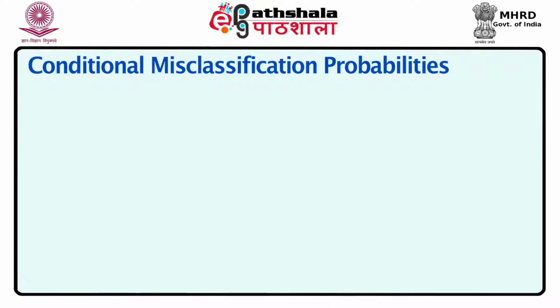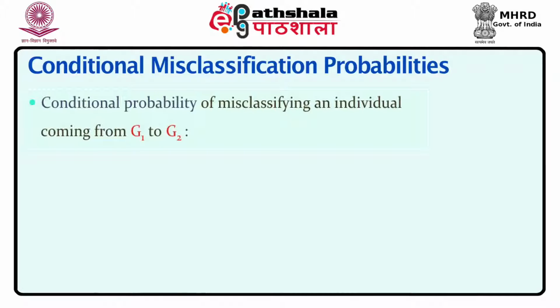Now, how to do this? To do this, first of all, let's look at the conditional probabilities of misclassification. Why do we call it conditional? Now, remember that individuals come from only one of two groups, G1 and G2. So the conditional probability of misclassifying an individual coming from G1 to G2 is the probability of 2 given 1, which is x belonging to R2 given G1.